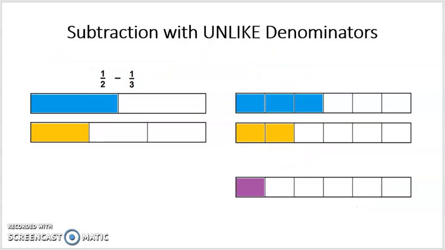Subtraction with unlike denominators works the same way. 1/2 minus 1/3, the difference there, you can actually see the difference is equal to, let me bring up my pen, the difference would be this little piece right there. Think of that as a missing addend. What do you need to add to the smaller piece to get the bigger piece? You need to add that amount.